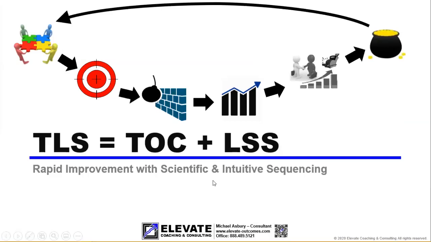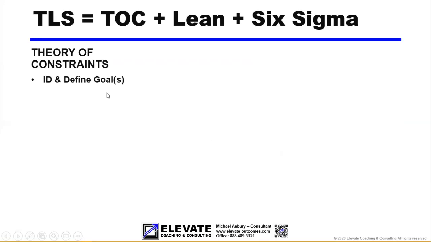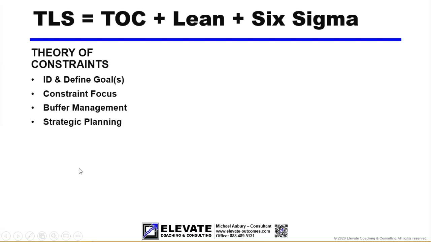TLS is the theory of constraints plus Lean Six Sigma, which gives you a way to rapidly improve with the scientific and intuitive sequencing for your improvements. So with the theory of constraints, we have identifying and defining our goals, focusing on the constraints, using buffer management, using strategic planning, and it's very throughput driven.